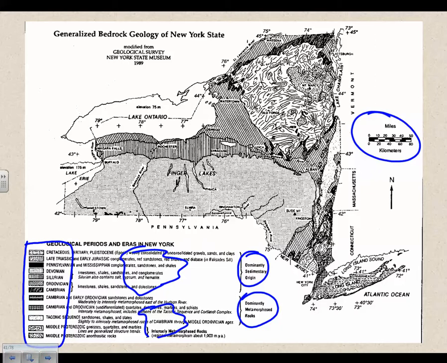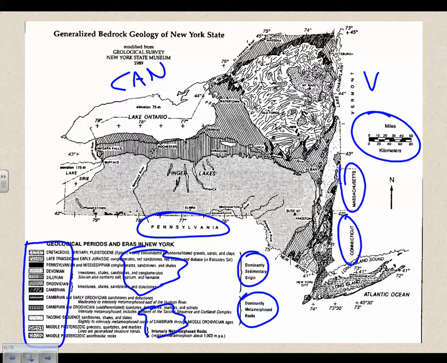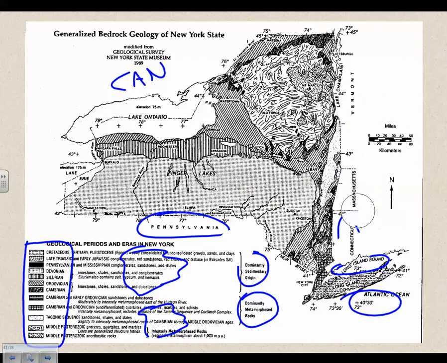Let's see, some information here that you might want to remember. Vermont's over here, Canada's over here, Pennsylvania is down south of us, Connecticut and Massachusetts are below Vermont, and this is the ocean, Long Island Sound, and the Atlantic Ocean's down here. Good things to know. Many of us are still geographically challenged. It's always good to review this stuff.